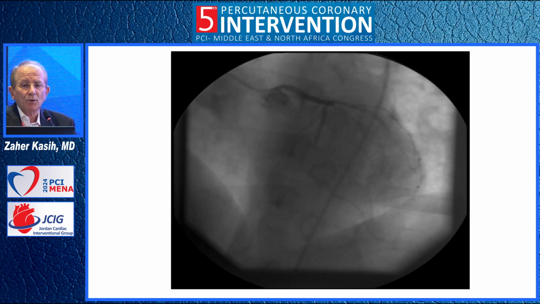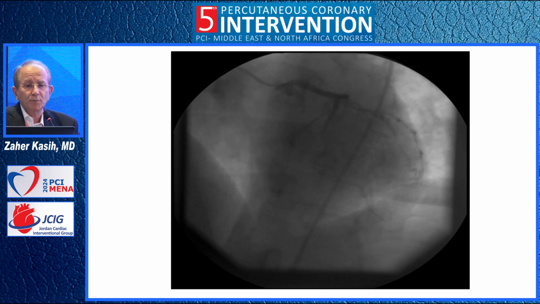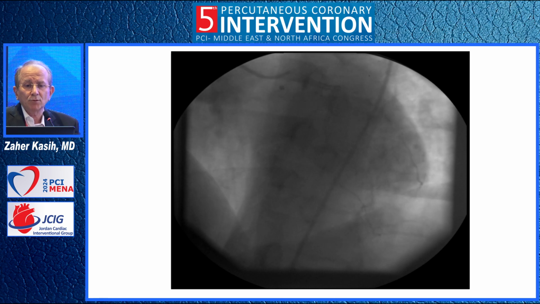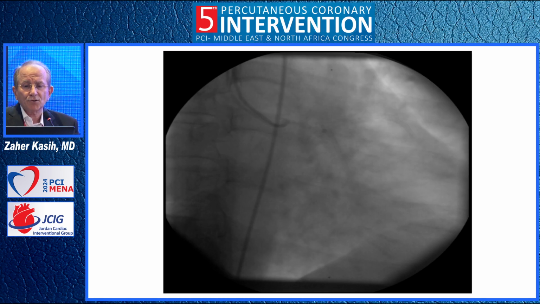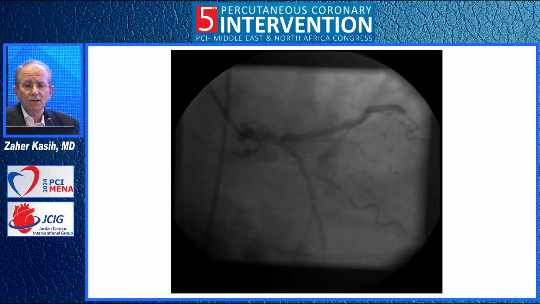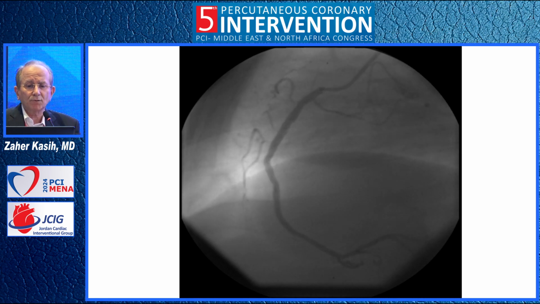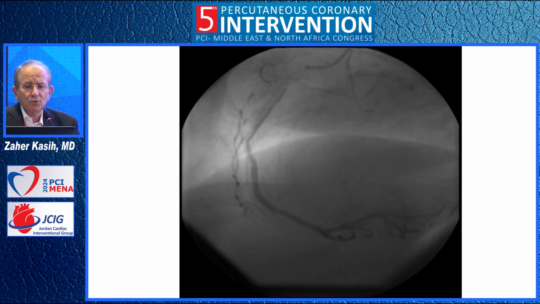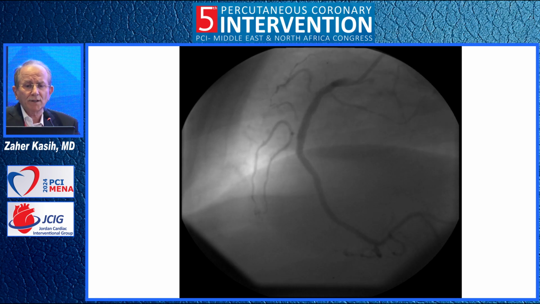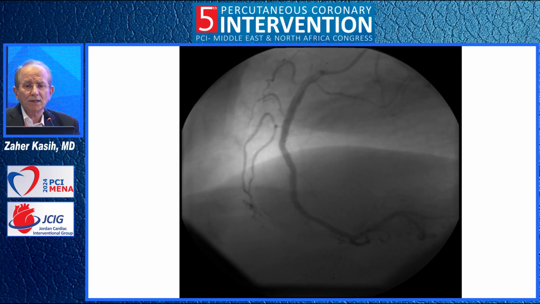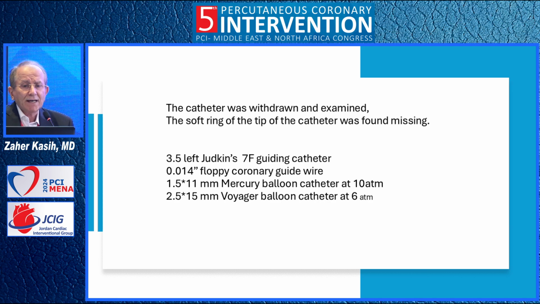At this moment, I was so afraid that it could embolize to the brain. But you could see it moving around. And then after that, suddenly it went into the left circumflex artery, just proximal to the old stent. Initially we had blood flow, and then I looked at the right coronary just to be sure that the right coronary is okay, and the stent was patent with no problems in the RCA. The left coronary catheter was withdrawn and examined. The soft ring at the tip of the catheter was found missing.